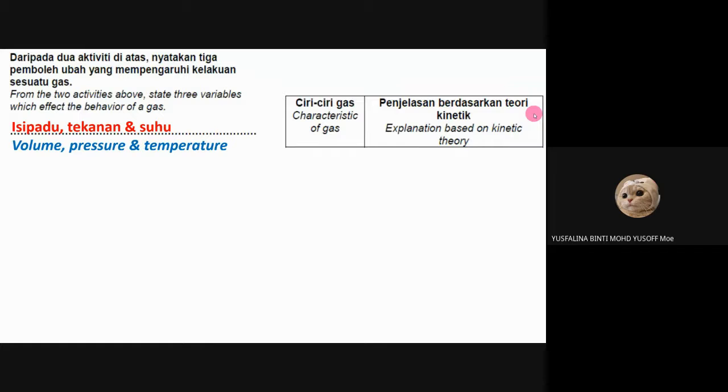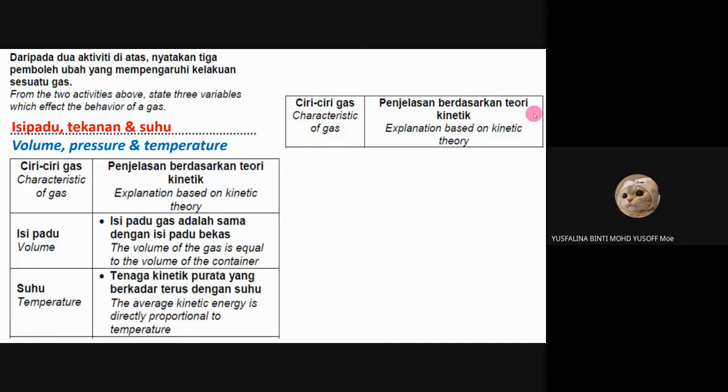Based on these two activities, we can state the three variables. So what are the three variables? Volume, temperature, and pressure. This is how you explain them. Based on the kinetic theory, the volume of the gas is equal to the volume of the container, and the temperature is directly proportional to the kinetic energy. So when you increase the temperature, the kinetic energy also increases, right?